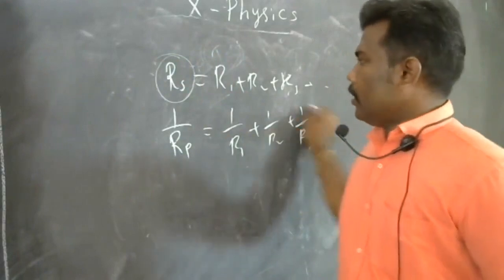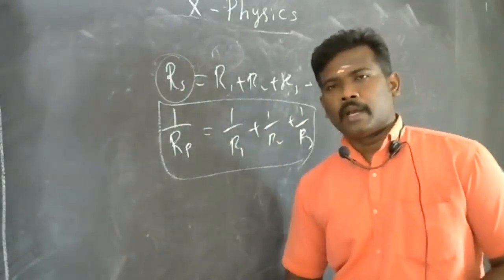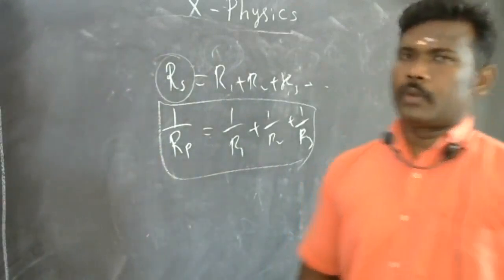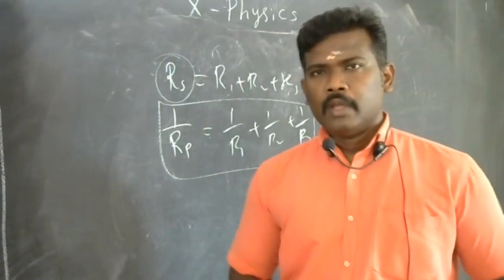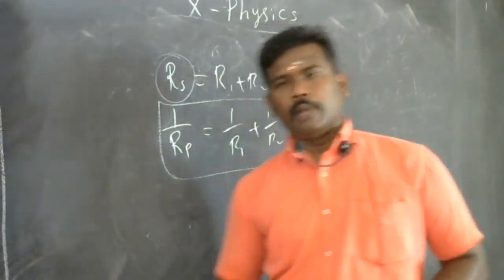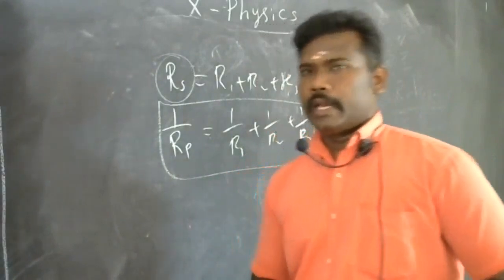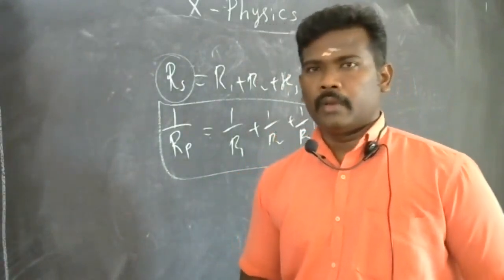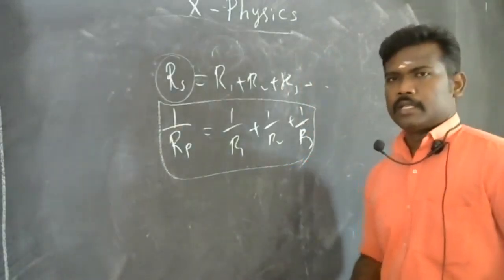But you concentrate on the parallel combination, because the formula gives the reciprocal value of the effective resistance. 1 by RP value we can calculate with the help of the formula. After calculating the 1 by RP value, you should convert that value into its reciprocal form. Only then can you calculate the RP value. Okay. So that's the important point in this case.